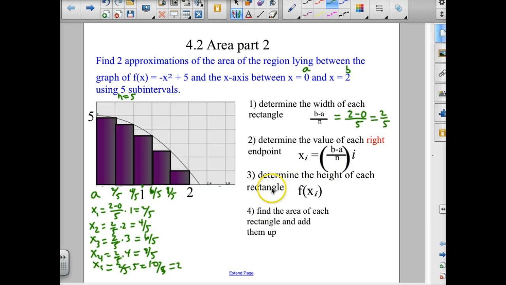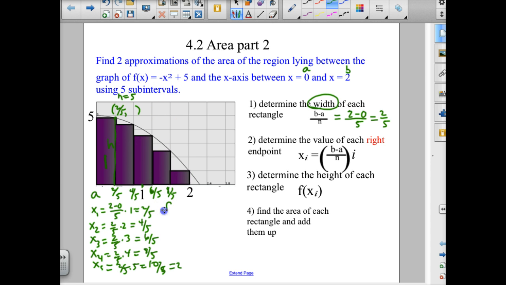Then it says determine the height of each rectangle. Because if you want to find the area of a rectangle, you need the width of it, which is our 2/5 here, and we need the height. So looking at rectangle number 1, we don't know anything about this left side, but notice this right side touches the curve, and we know the x value here. So if we could find that ordered pair, we know the x value is 2/5 on that curve. What's the y value of that curve? Because that's the same as the height of the rectangle. So if we could find that y value, hey, we can, because we know the equation.